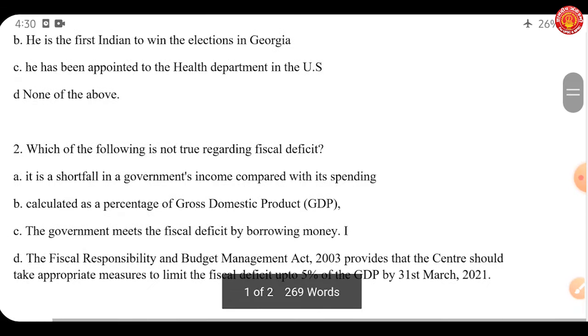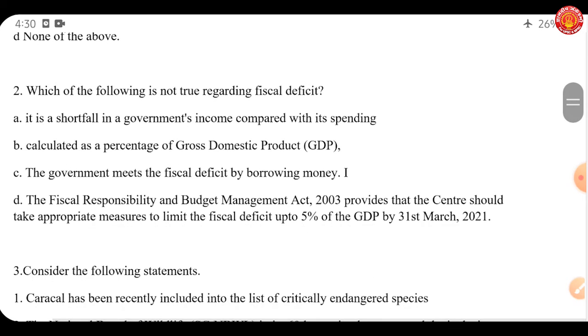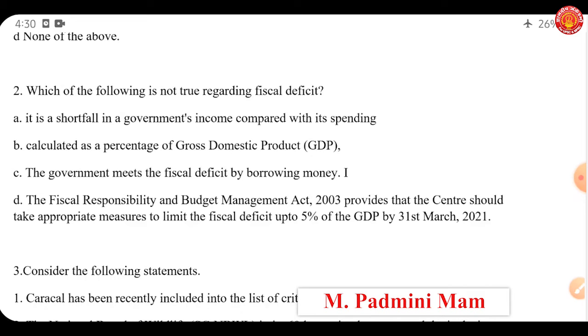Which of the following is not true regarding fiscal deficit? A. It is a shortfall in government's income compared with its spending. B. It is calculated as a percentage of the gross domestic product. C. The government meets the fiscal deficit by borrowing money. And D. The Fiscal Responsibility and Budget Management Act 2003 provides that the center should take appropriate measures to limit the fiscal deficit up to 5% of the GDP by 31st March 2021.